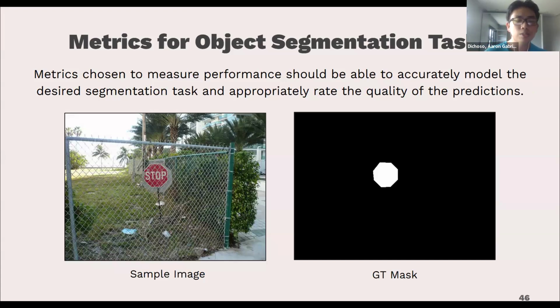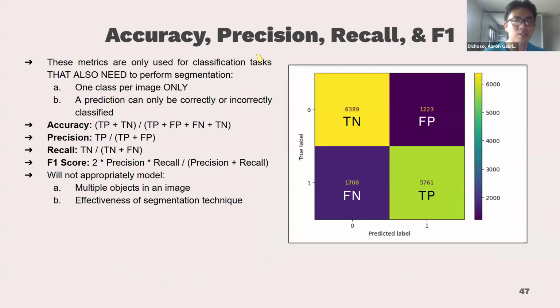In general, when you're choosing a metric for a task, it has to be able to appropriately rate the quality of the predictions. You do not want to choose a metric that doesn't accurately model what you want it to do. The metric should be high if it's doing what I want it to do, right? And it should be low when it's not doing what I want it to do. So let's start with an example: accuracy, precision, recall, and F1.